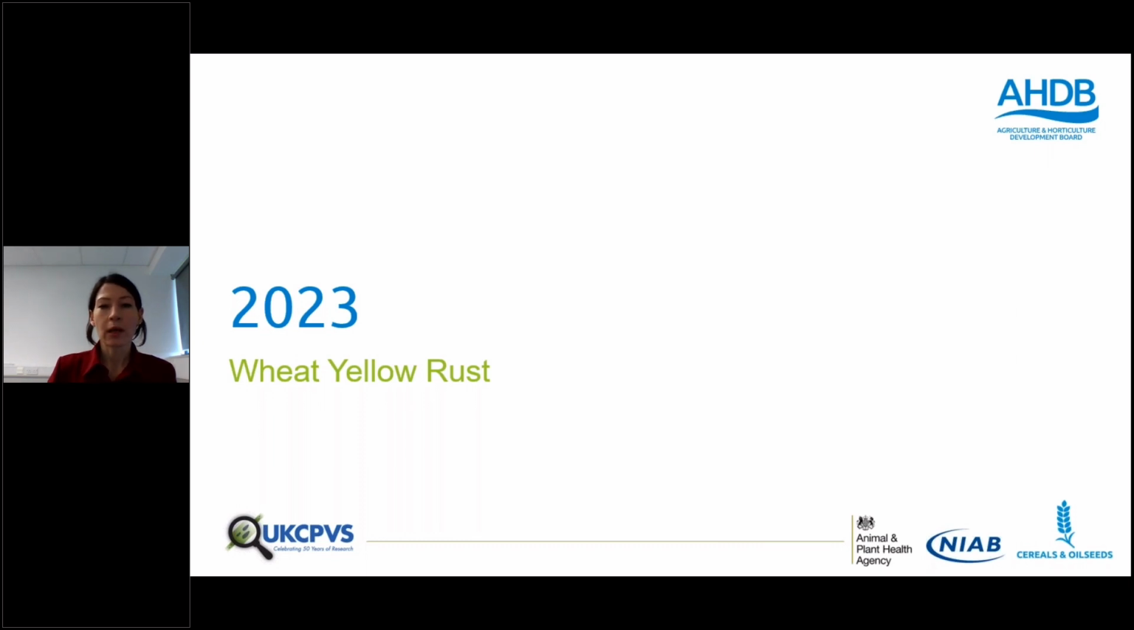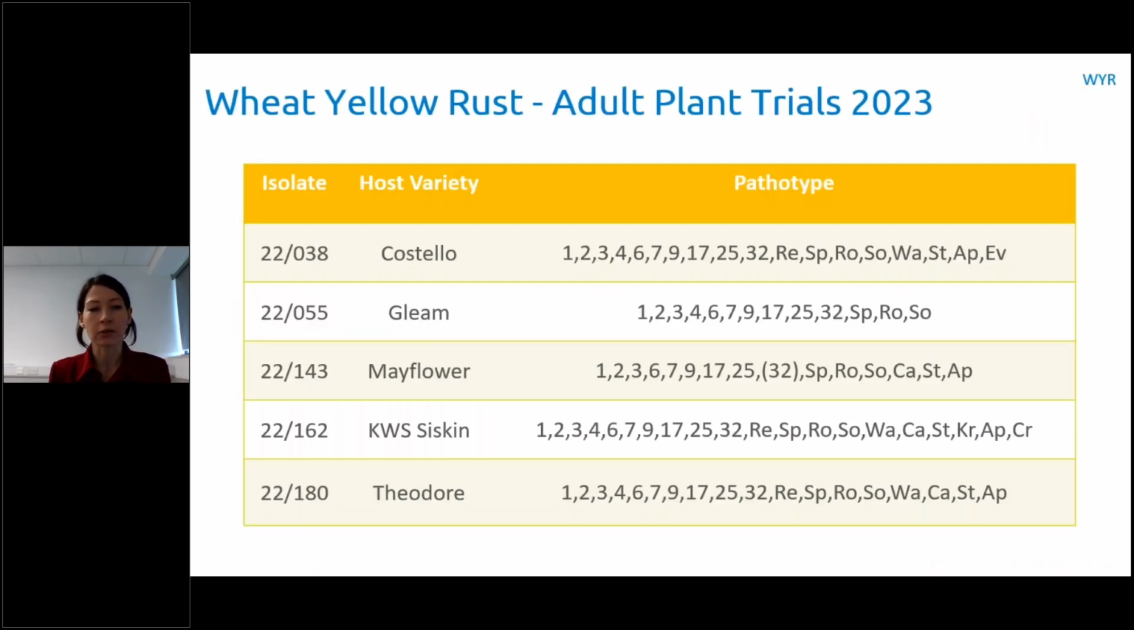So just a quick look ahead at the 2023 isolates that we've chosen for this year's adult plant trials. We've chosen this one here, 22038 from Costello. That one's been chosen because it had a pathotype called Red 76. Red 76 was found in 2021 in just 1 isolate. We didn't select it for adult plant trials last year, but that pathotype cropped up again in 2022. So that isolate has been selected for adult plant trials this year.